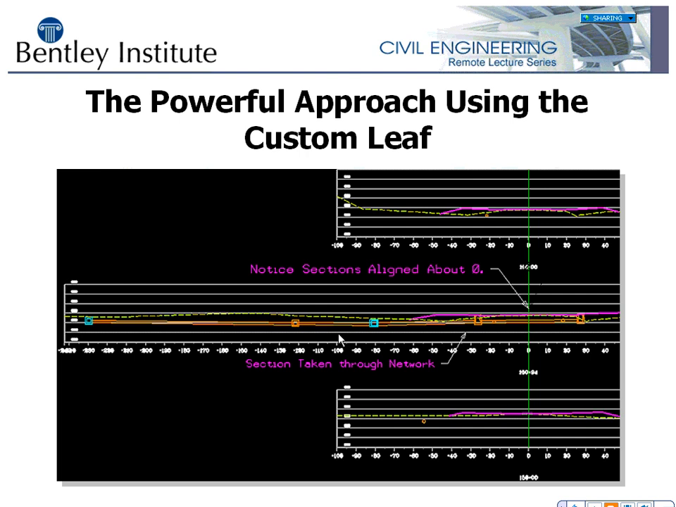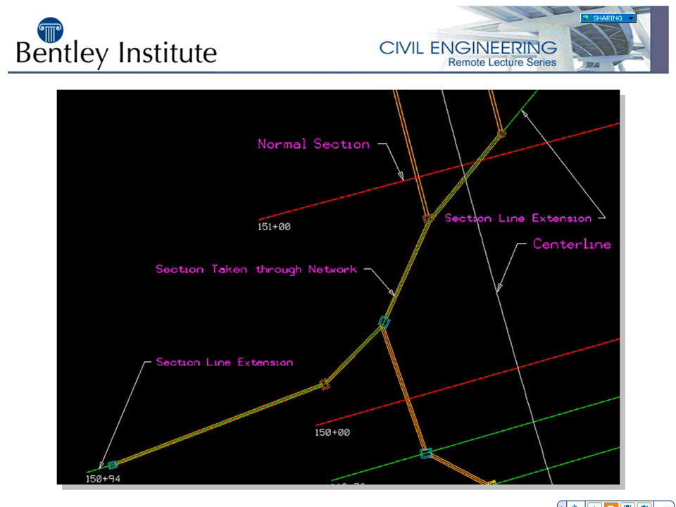Here's a plan view of that one section that we just cut. You can see that it traces its path through the structure exactly the way it does in profile. However, there is a nice enhancement here, and that is you can decide how much of the terrain before your network cross section and after your network cross section will be shown on the cross section.